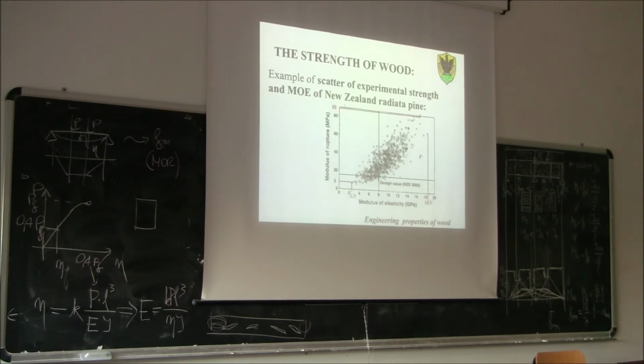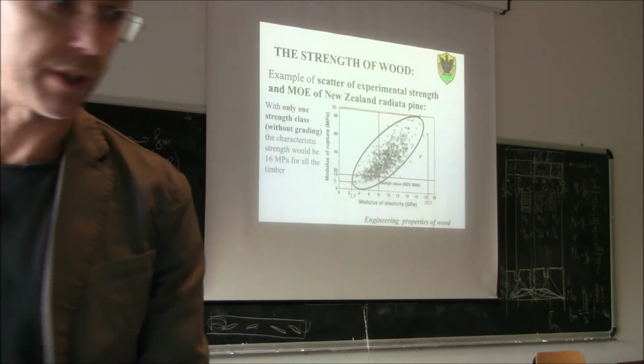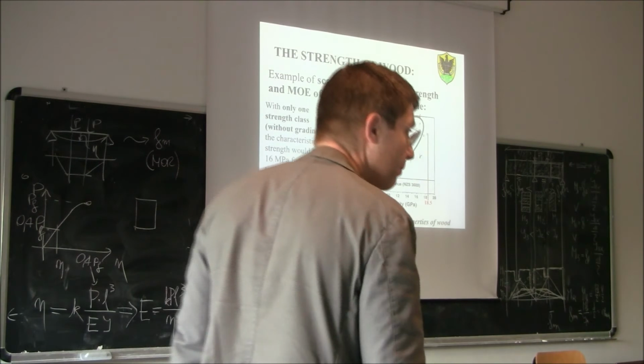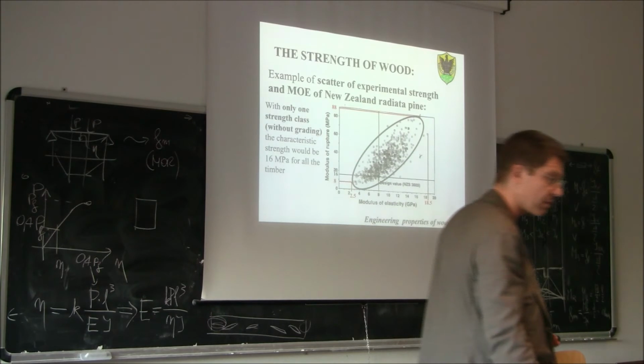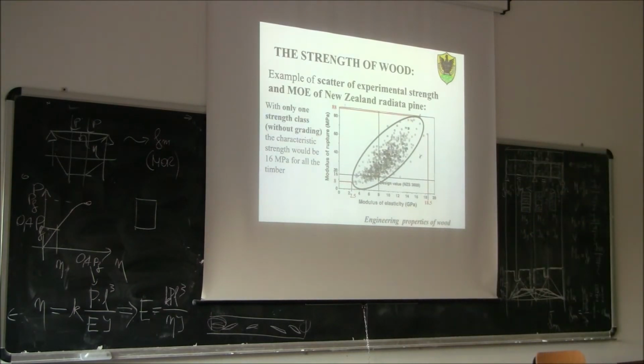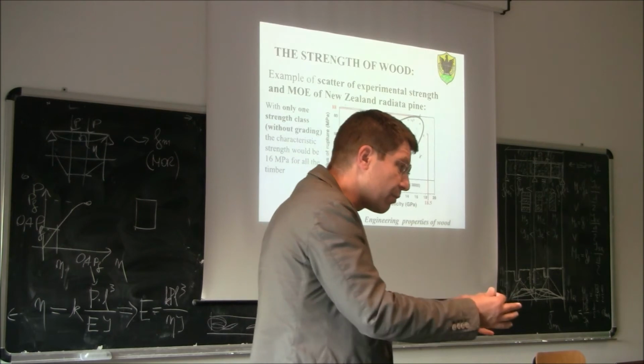So for this reason, the idea is that when we talk about wood, since the scatter is much higher compared to steel or reinforced concrete, we need to grade the wood. What does it mean to grade the wood? It means to introduce some rules, for example, a visual grading, measuring the diameter of the knots, the number of the knots, the position of the knots, and so on. That allows one person to assign this piece of wood to a certain strength class.